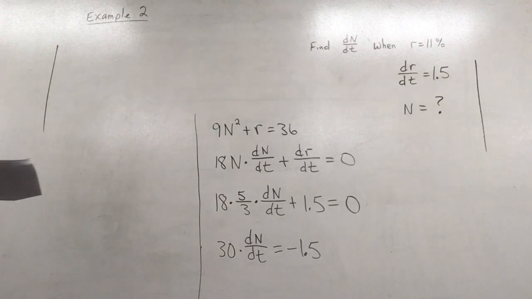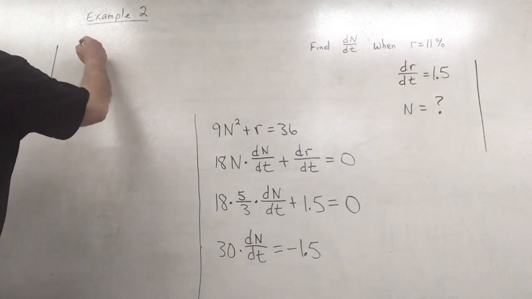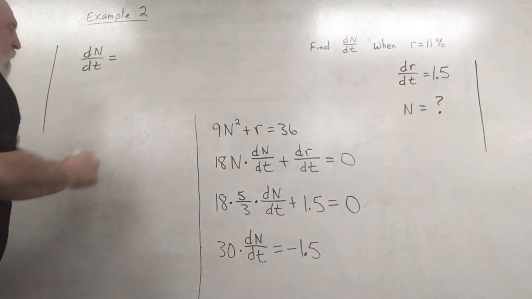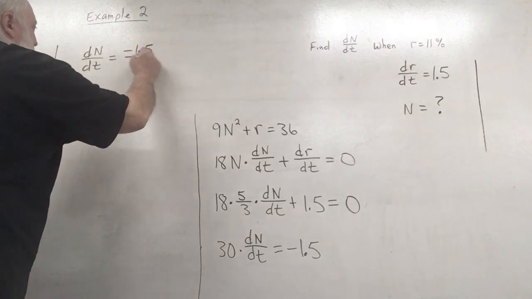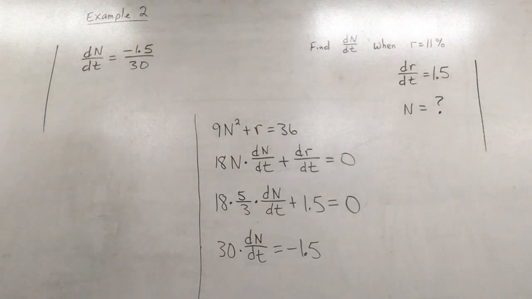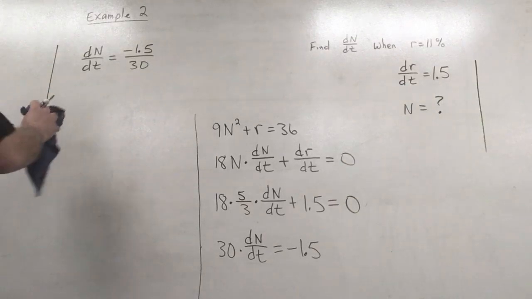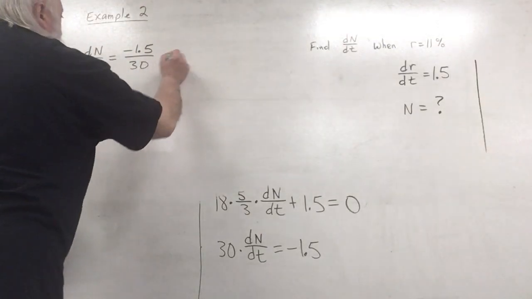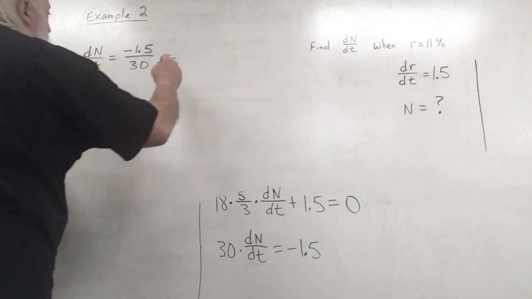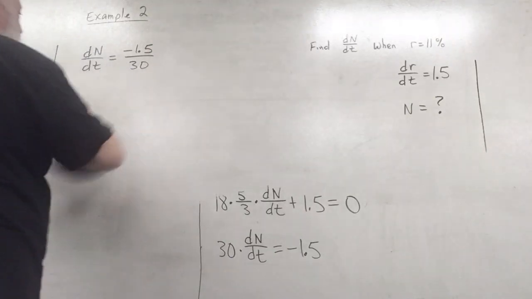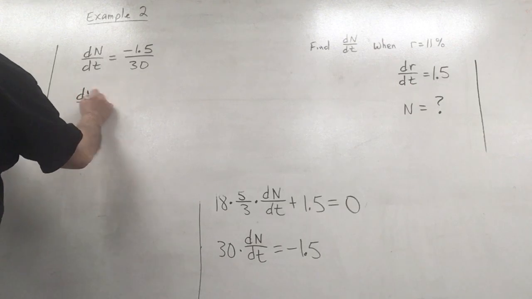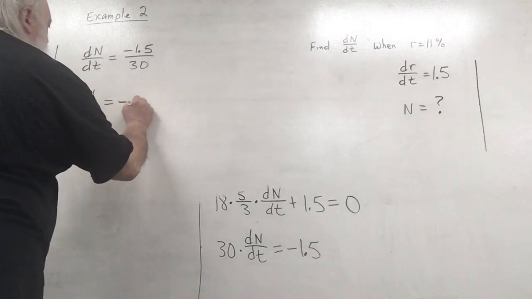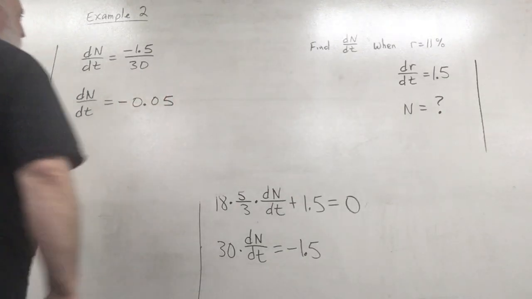So we divide both sides by 30, and we have the derivative of n with respect to time, dn/dt, is equal to minus 1.5 divided by 30. And minus 1.5 divided by 30 is equal to minus 0.05. This is a decimal.